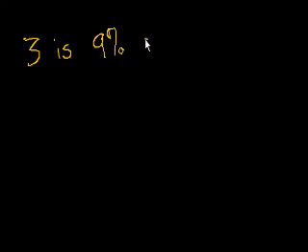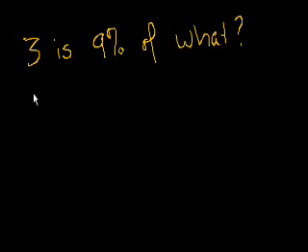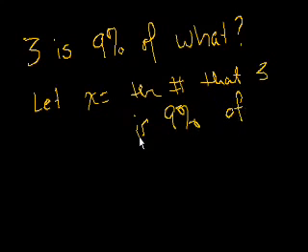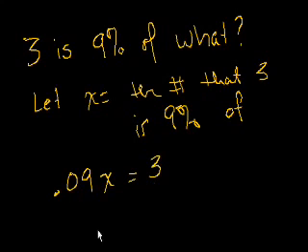I'm picking numbers randomly. Let's say 3 is 9% of what? So once again, let's let x equal the number that 3 is 9% of. You didn't have to write all that. Well, in that case, we know that 0.09x, right? 0.09, that's the same thing as 9%, times x is equal to 3. Or that x is equal to 3 divided by 0.09.